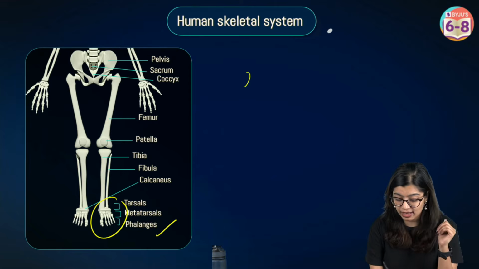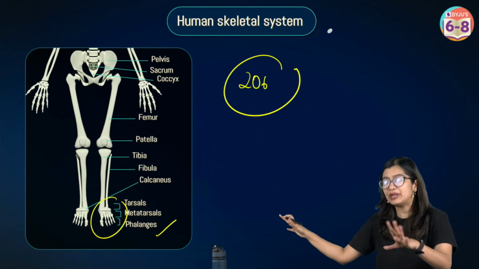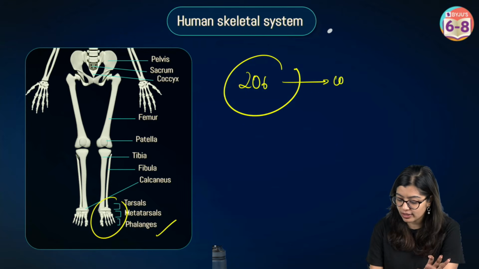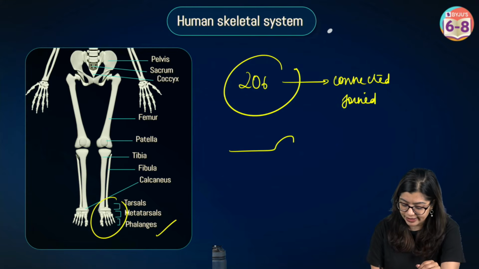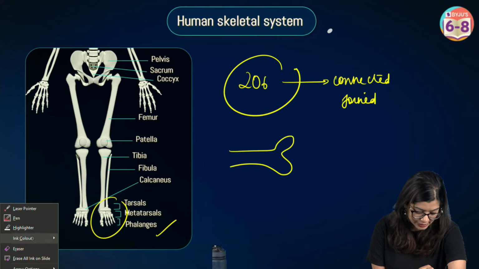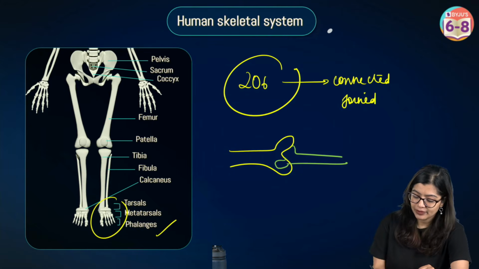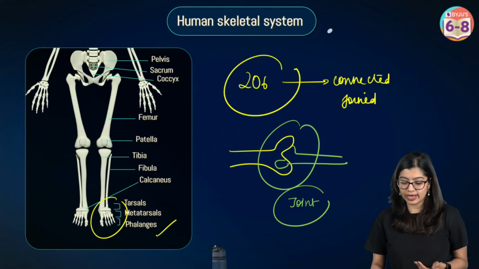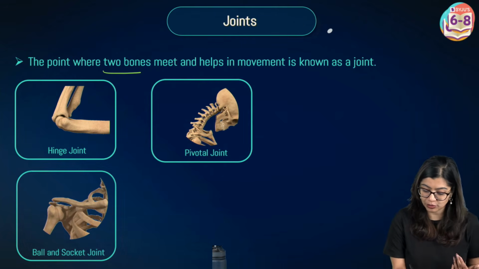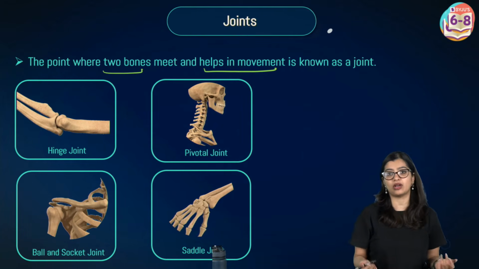Now you understand that there are totally 206 bones, and we see that these 206 bones are not just randomly sitting in our body, but rather they are all connected to each other, or they are all joined with each other, right? Most bones, I would say. Now the point at which two bones meet is what we call a joint, right? So what are joints? The point where two bones meet and thereby facilitate some kind of movement is what we call a joint.